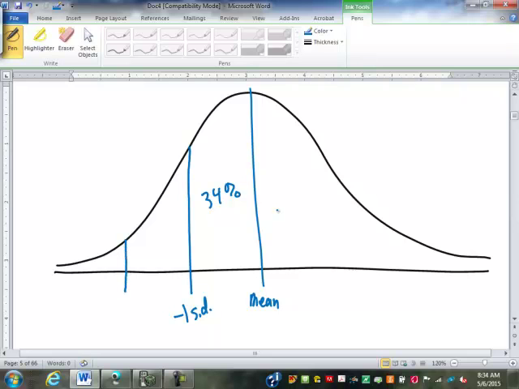If I go another standard deviation down, -2 standard deviations, an additional 13.5% of the data will be in that range. And if I keep going to -3 standard deviations, there will be 2.35% in that range. And then outside of 3 standard deviations, below 3 standard deviations below the mean, it'll be 0.15%.